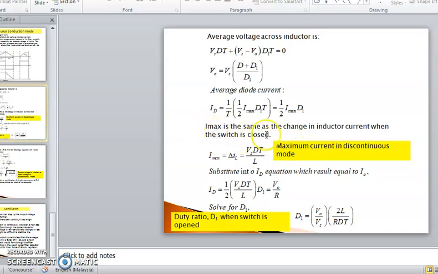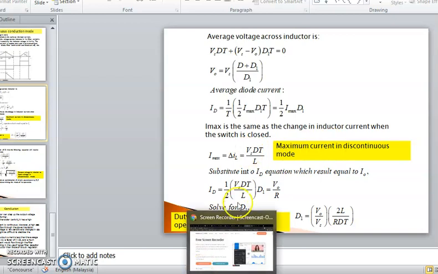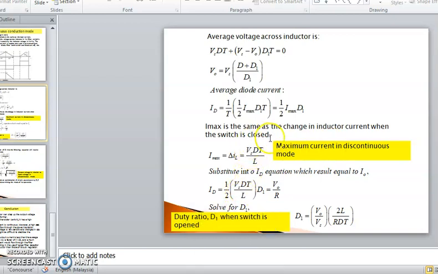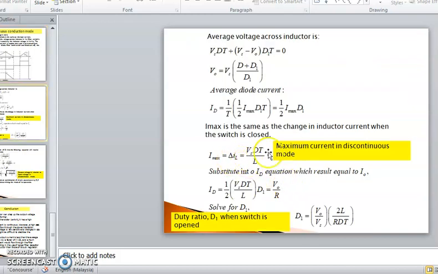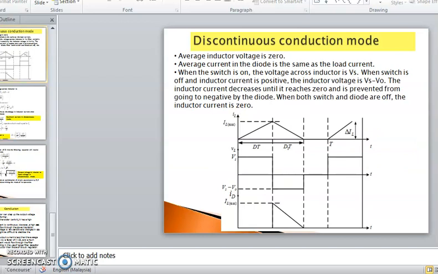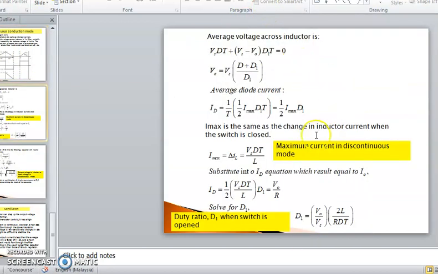So I max is the same as the change in inductor current when the switch is on. Closed means switch is on. So this is the amount of I max. The delta I that happens inside our inductor is equal to Vs times dt over L. So this is our I max here, the maximum current in this continuous mode. So this is the maximum current that happens here in the DCM mode.